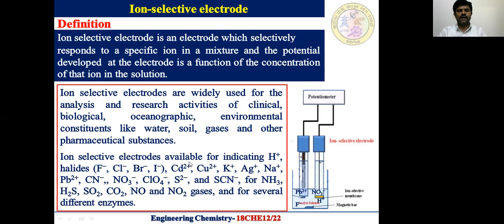Ion selective electrodes available for indicating H plus ions and allied ions like fluoride, chloride, bromide, iodide, and metal ions like cadmium, copper, potassium, silver, sodium, lead, and cyanide ions, nitrate ions, perchlorate ions, sulfide ions, and thiocyanate ions, and the gases like ammonia, hydrogen sulfide, sulfur dioxide, carbon dioxide, nitric oxide, and nitrogen dioxide gases, and also ion selective electrodes available for different enzymes.